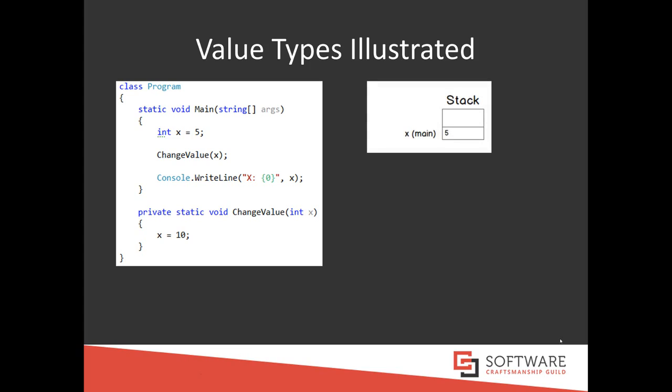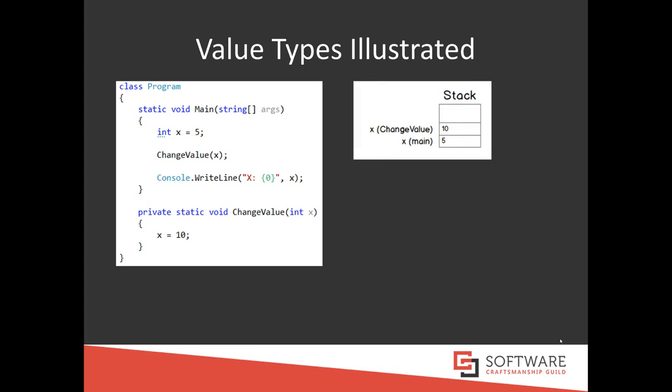When we declare int x equals 5, on the stack it's going to create a location for x in the main method and set the value to 5. Then we call the change value method. We pass the value of x in as a parameter. Now we have a second variable x inside the change value method. It gets set to 10 in the code.